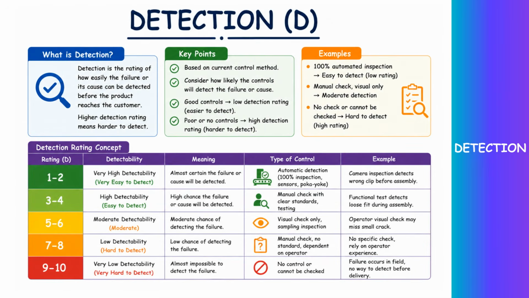Now let's understand detection. Detection means how easily the failure can be identified before the product reaches the customer. If the issue can be easily detected through inspection, validation, or testing, then detection rating becomes low, which is good. But if the failure is difficult to identify, then detection rating becomes high. For example, if cracks are clearly visible during inspection, detection is easy. But if the failure occurs only after months of vehicle usage, then detection becomes difficult. Good validation and testing activities improve detection capability.